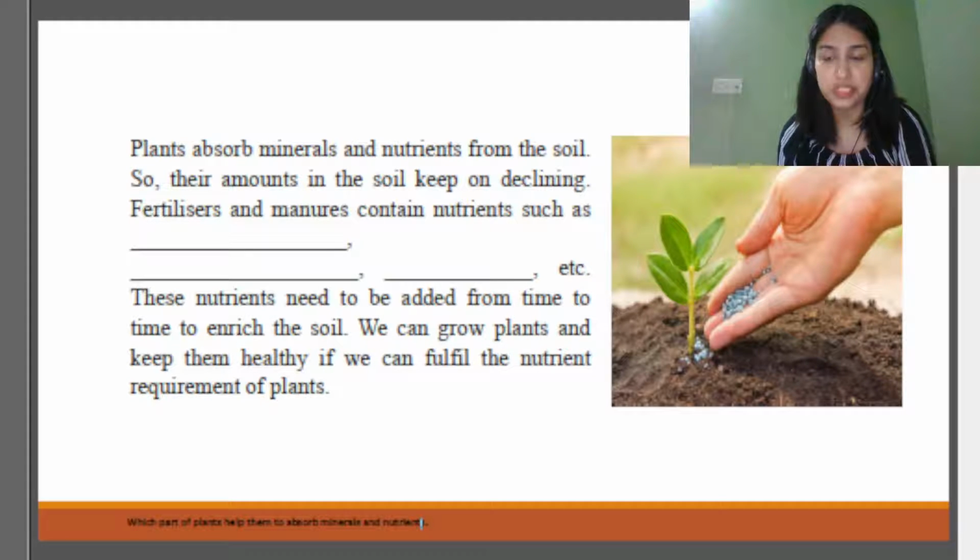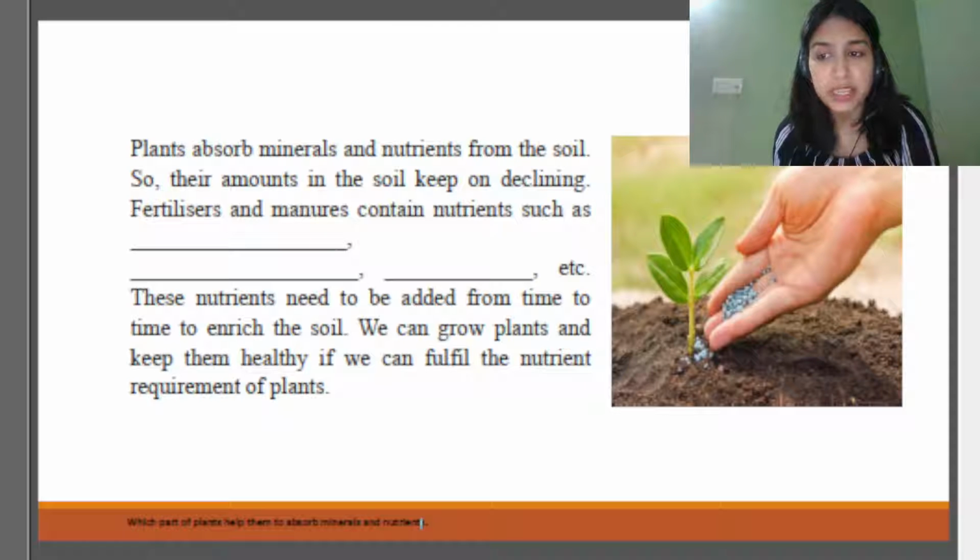They are the basic and necessary nutrients that are required in the soil for the proper yield of the crop. They're already there, but they are declining as the plant is using them continuously. So to replenish their amount, we are adding fertilizers and manure. So nitrogen, phosphorus, and potassium will be the answer to this. These nutrients need to be added from time to time to enrich or replenish the soil. Here enrich and replenish mean the same; they are synonyms.